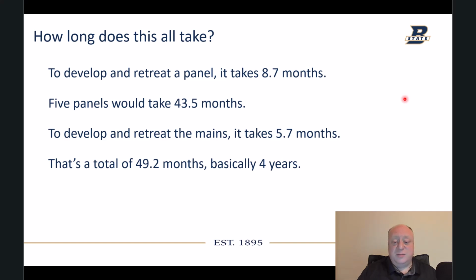So develop and retreat a panel, it takes 8.7 months. 5 panels would therefore take 43.5 months. And then to develop and retreat the mains, we're looking at 5.7 months. That gives us a total of about 49.2 months, basically 4 years, right? That's how long it's going to take to mine this with one miner section, given the production that we described.